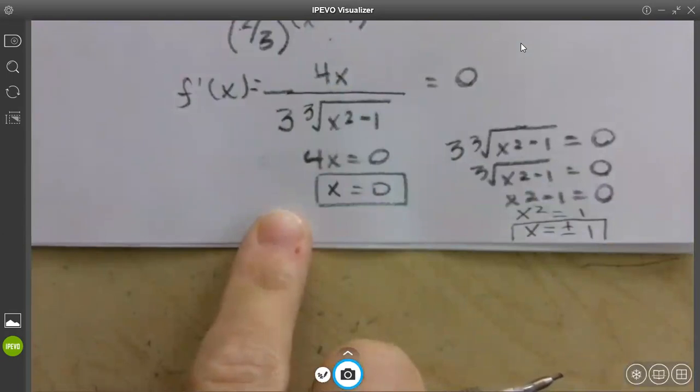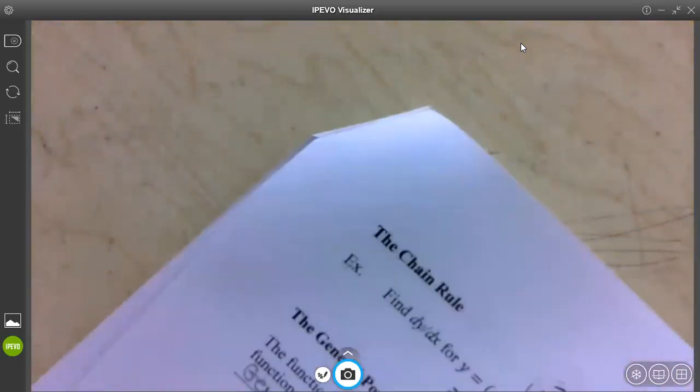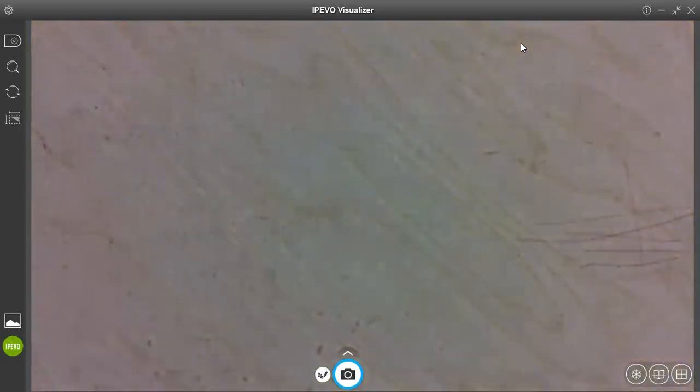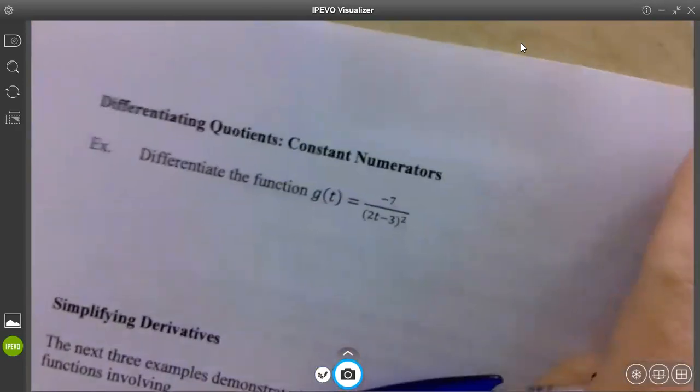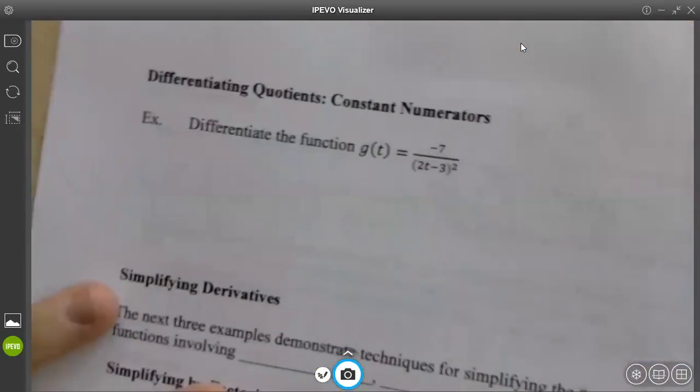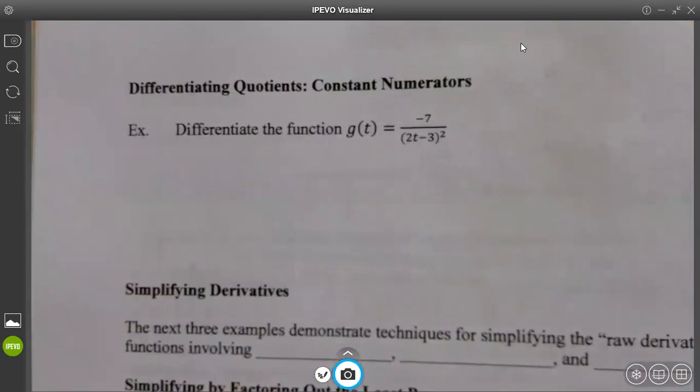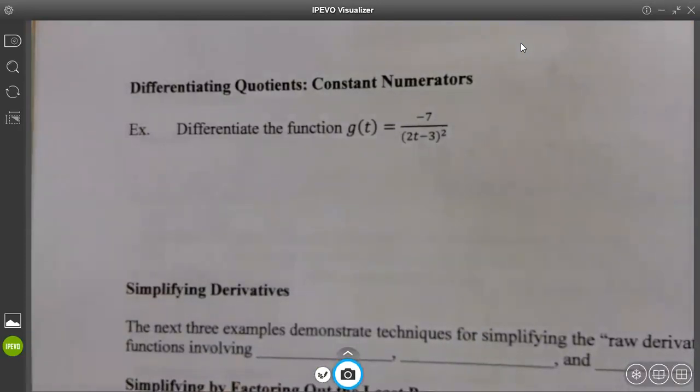All right. Any question on those? Okay, so that added some extra in. I really just want to focus on taking the differentiation, or doing the derivative. So look at your next one. We're going to find the derivative of -7 over 2t minus 3 squared. Be smart about this one. What am I going to do?